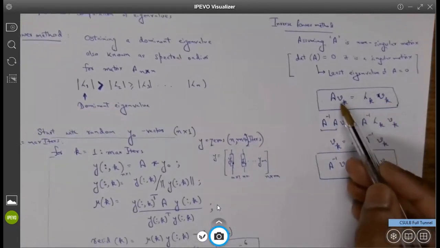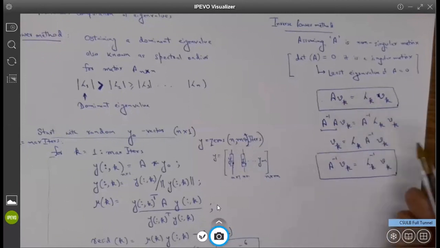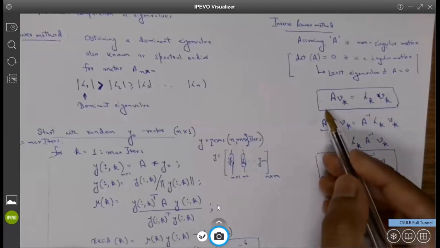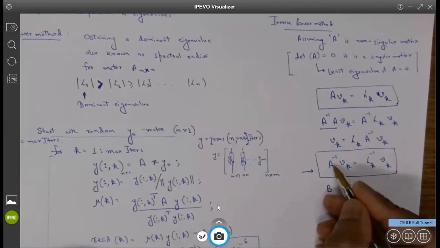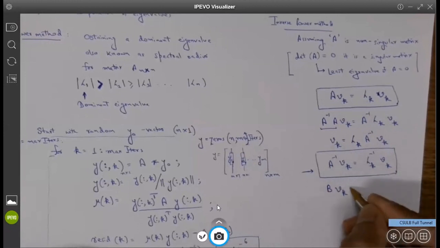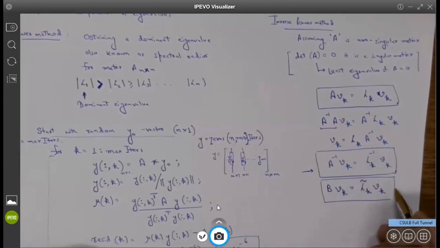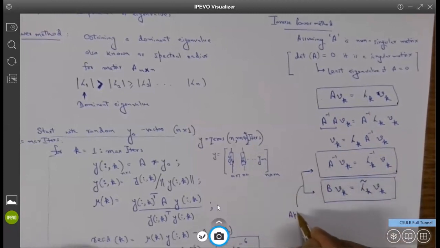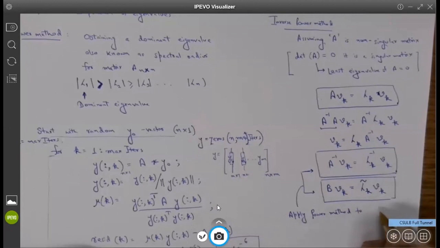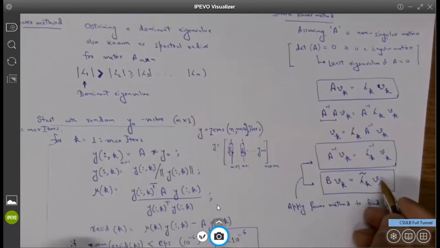So if you guys agree that if lambda is an eigenvalue for A then lambda inverse will be an eigenvalue of A inverse, then essentially we can apply the power method to this, where let's say I represent A inverse as B, a B matrix, and lambda k inverse I represent as lambda tilde, times Vk. So again, I can find a dominant eigenvalue for this using the power method. Apply power method to find the dominant eigenvalue of matrix B.